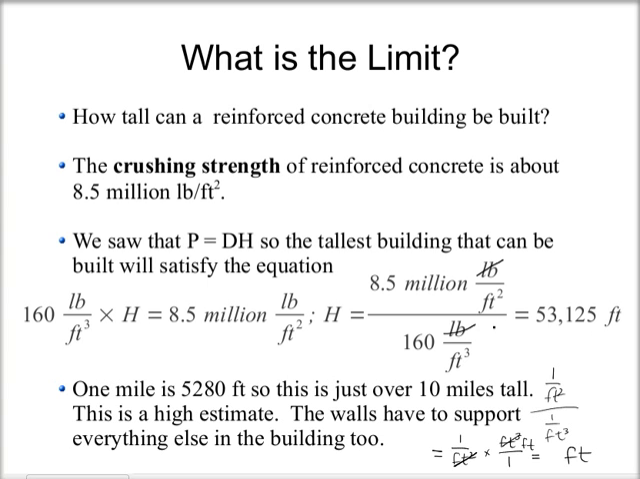So since 1 mile is 5,280 feet, this is just over 10 miles tall. That's a pretty high estimate actually for the height of the tallest building, because the walls not only have to support themselves, but they also have to support everything else in the building, including floors and any furniture or other things that are in there.